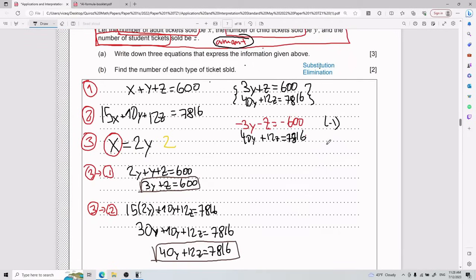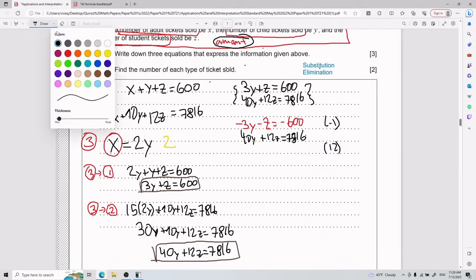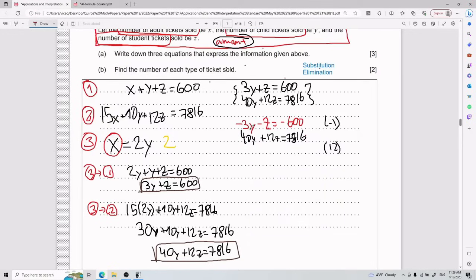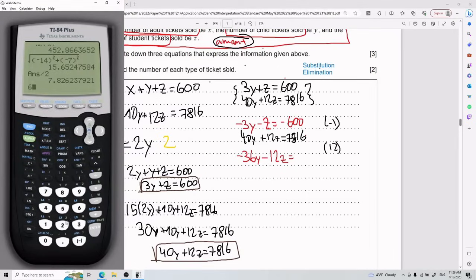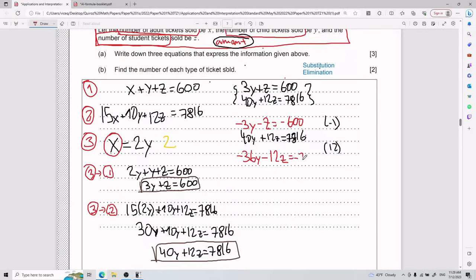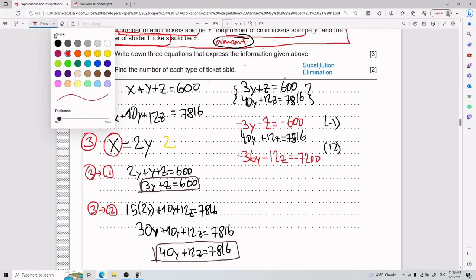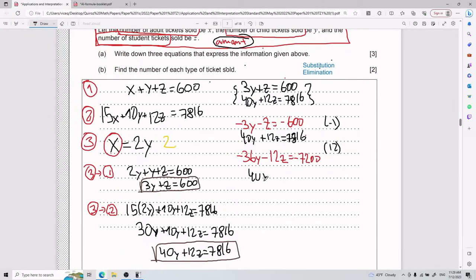Now, if I go ahead and multiply by 12, negative 3 times 12 is negative 36. So I end up with negative 36y minus 12z equals negative 600 times 12. Pull out your calculator. 600 times 12 is 7,200. So this is negative 7,200. On the bottom, we have 40y plus 12z equals 7,816.